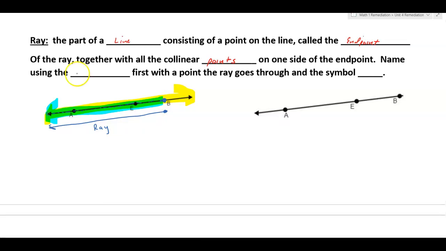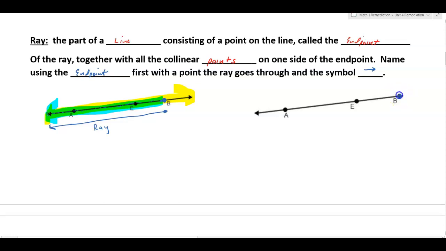Now we name a ray using the endpoint first. That's the most important part. With a point the ray goes through, and the symbol, an arrow pointing to the right all the time. The arrow pointing to the right does not tell me which way the ray goes. It's just a way of naming. The endpoint going first is what helps me with that.